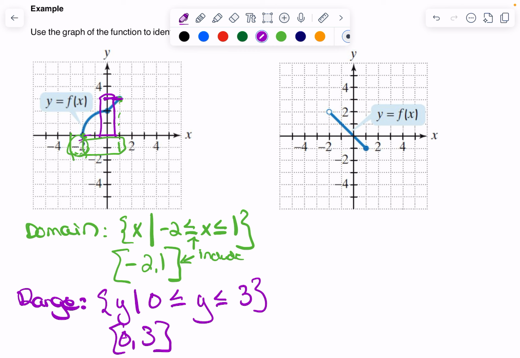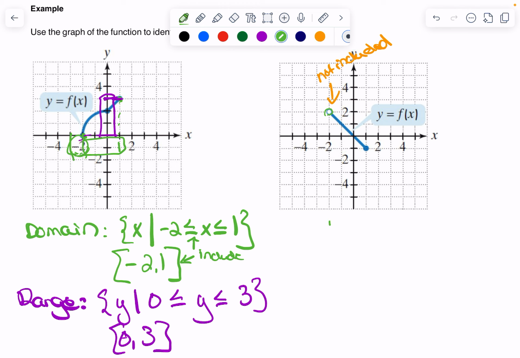Now, if you look at this next graph here, there's a difference. So this is a circle. So that means that this is not included. So we're either going to use parentheses or we're going to use only the less than or greater than sign, not the line under it as well.